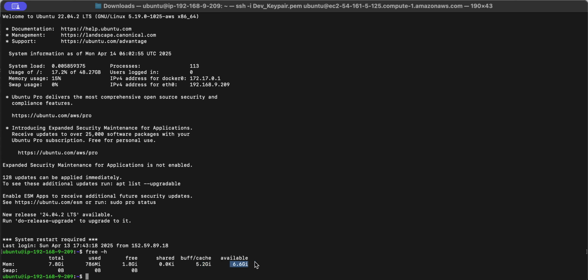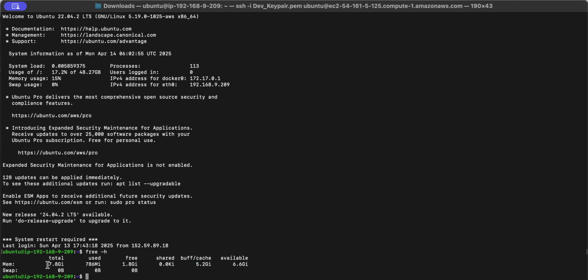So this is the total memory, and 6.6 GB is total available. Total is 7.8, used this. Available is something which doesn't consider the buffer cache. Why? Because this can be used if needed. This is something which is free without doing anything. This is unused. This is memory used by kernel buffers and page cache, which can get freed.